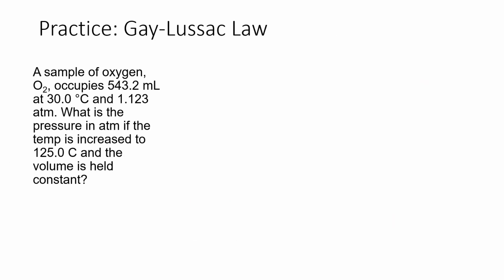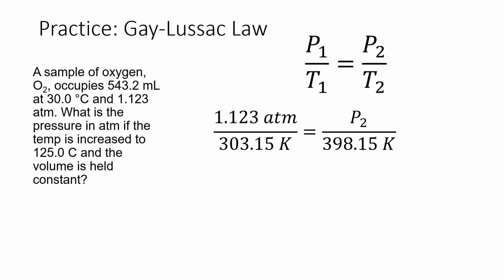Let's do a practice. Sample of oxygen again, same thing: 543.2 mL, 30 C, 1.123 atmospheres. But this time we're going to say, what is the pressure in atmospheres if the temperature is increased to 125 C and we somehow hold the volume constant? All right, well, here's our relationship.